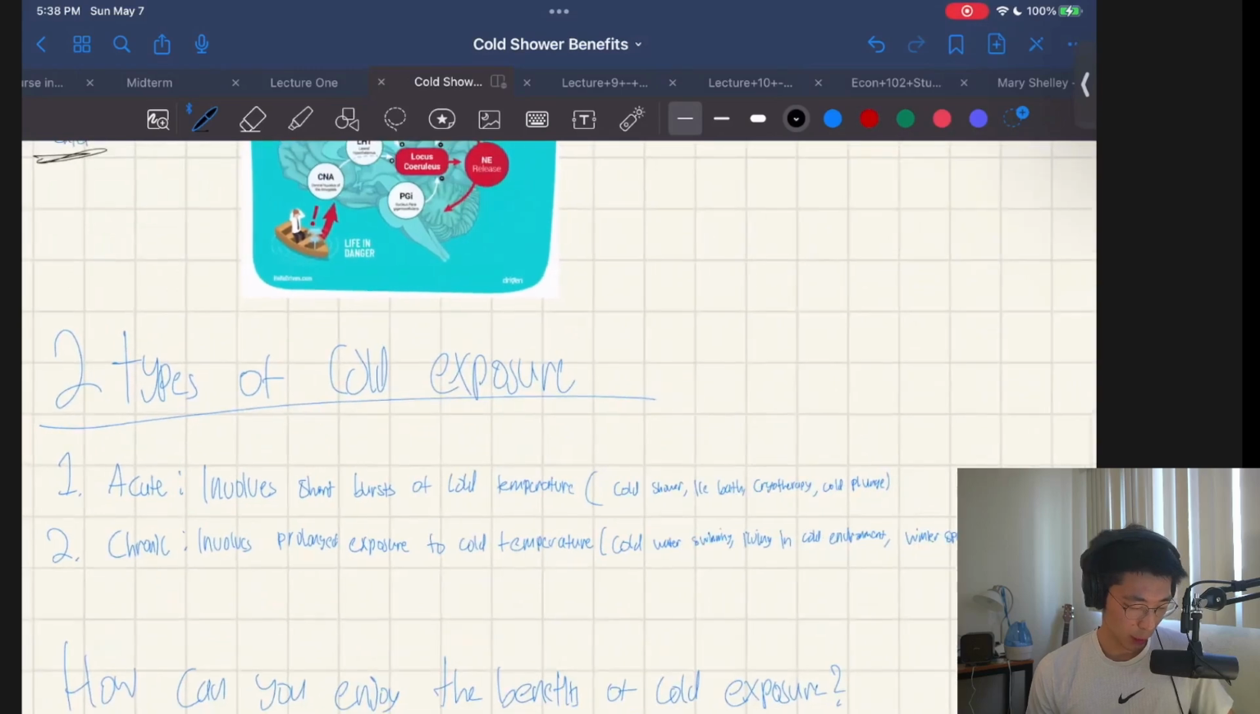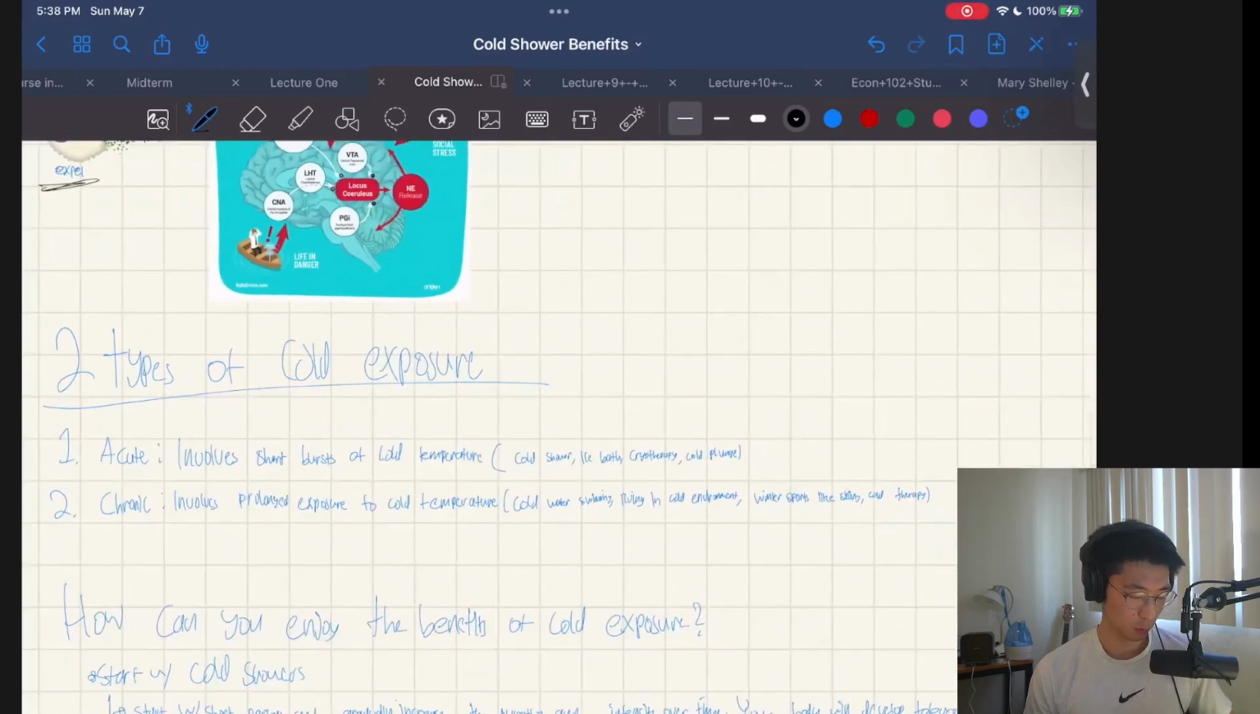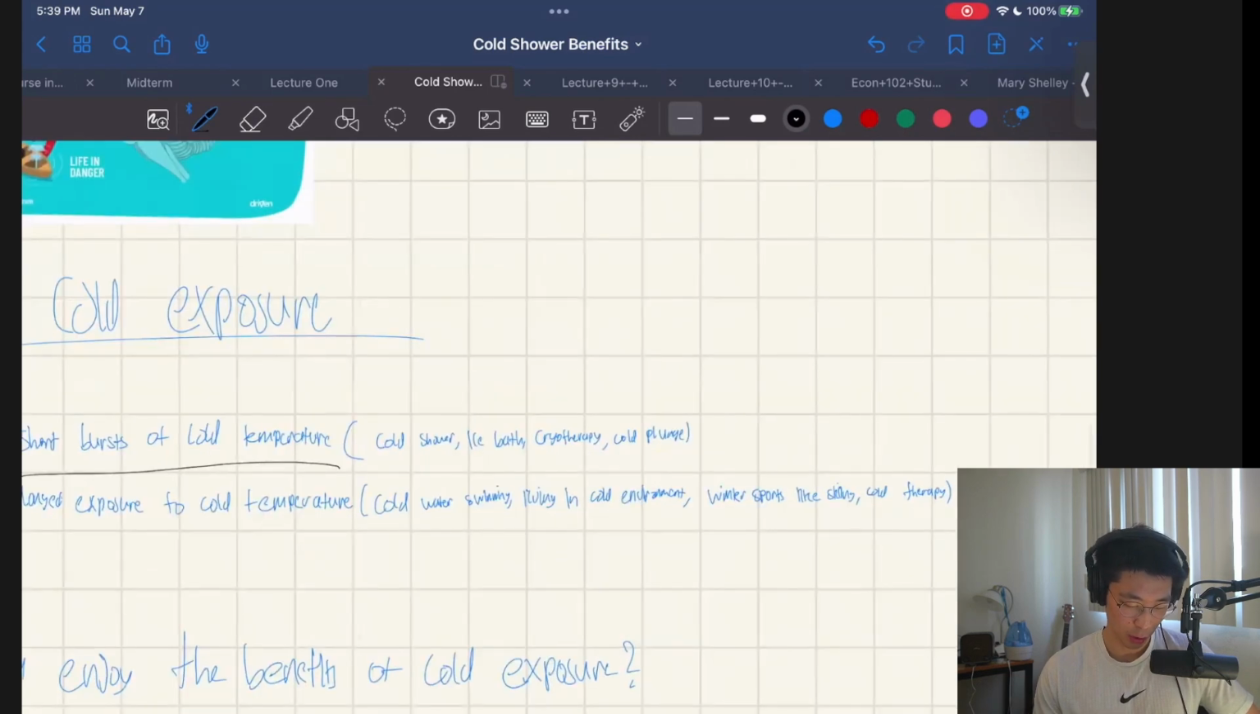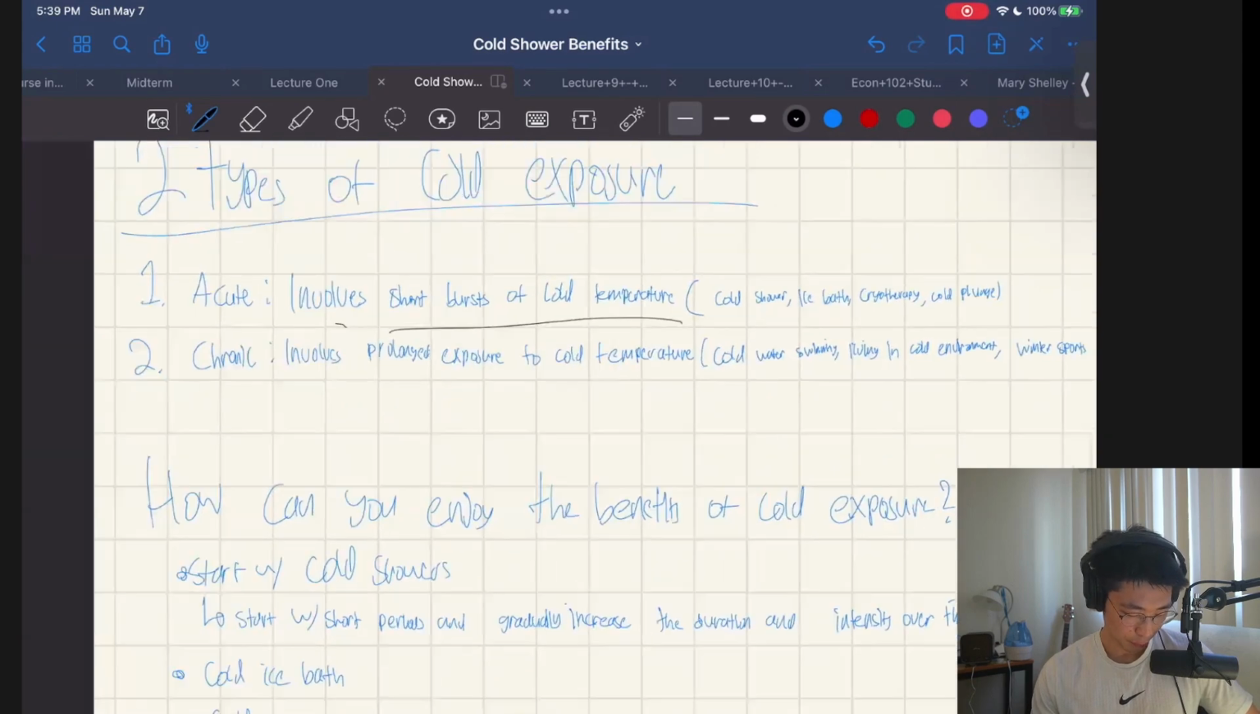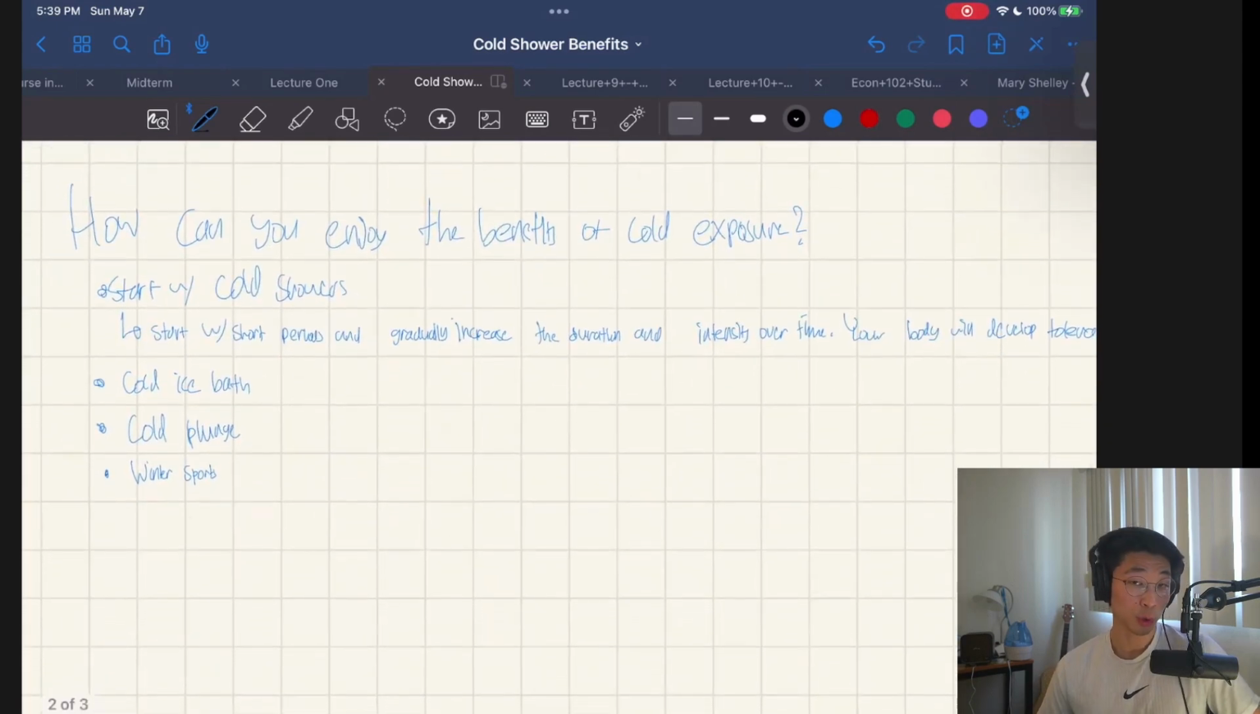Now let's talk about the two types of cold exposure. The two types of cold exposure include acute, which means it involves short bursts of cold temperature. So this could be a cold shower, ice bath, what else? Cryotherapy, as well as cold plunge. And we also have the second type, which is chronic, which involves prolonged exposure to cold temperature. So this could be cold water swimming, living in a cold environment, and playing winter sports such as skiing or taking cold therapy as well.